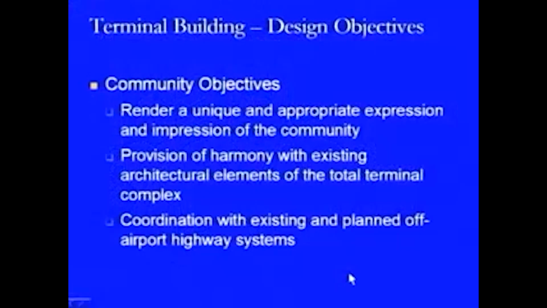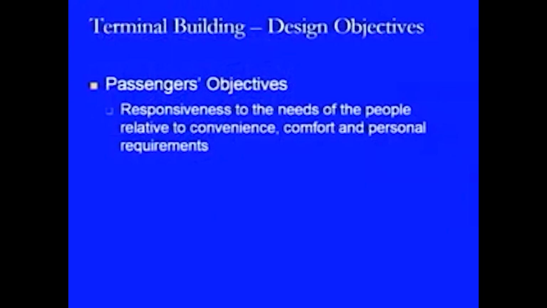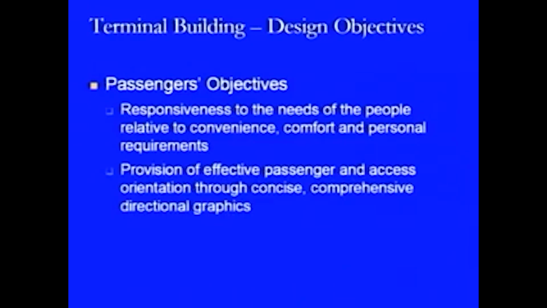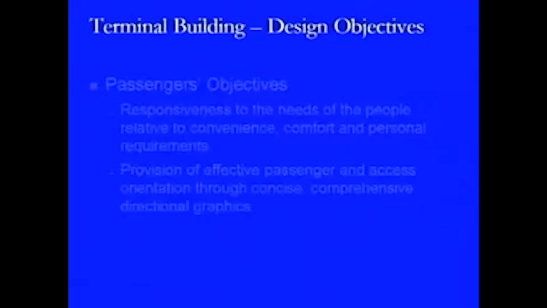Then the coordination with the existing and planned off-airport highway systems is another thing, which is related to the access system to any airport. In terms of the passengers, the objective is responsiveness to the needs of the people relative to convenience, comfort and personal requirements. Another thing is the provision of effective passenger and access orientation through concise, comprehensive and directional graphics.